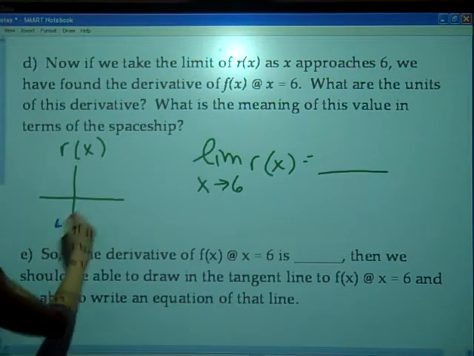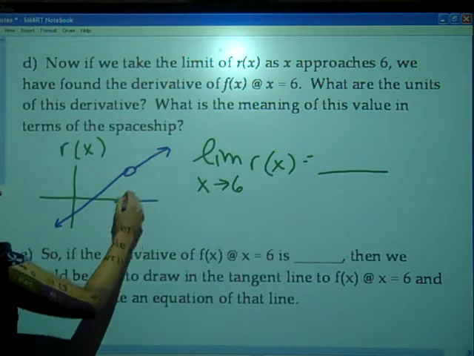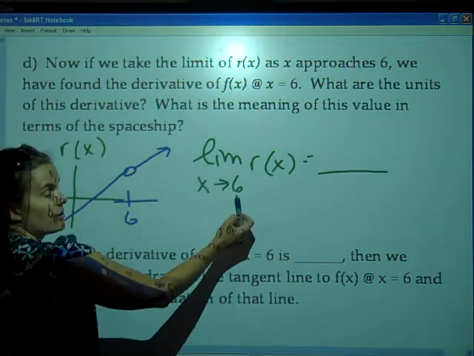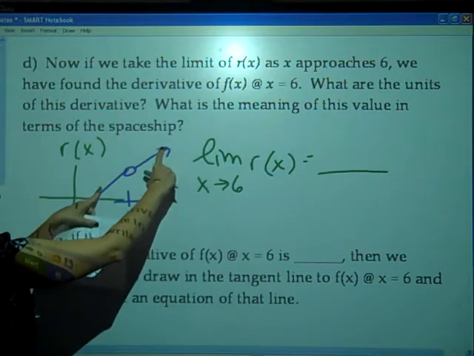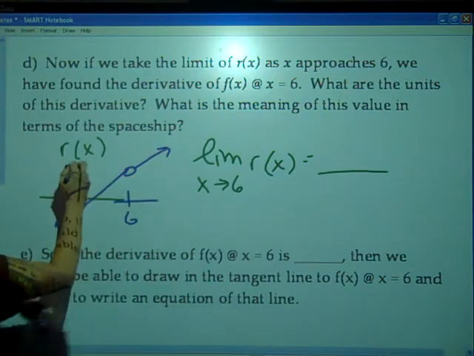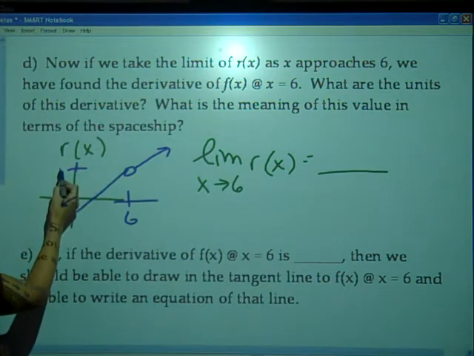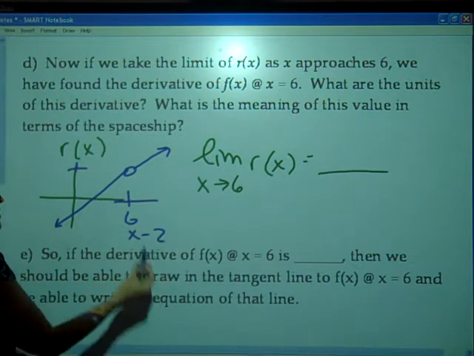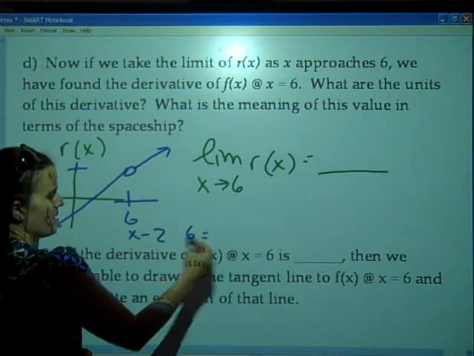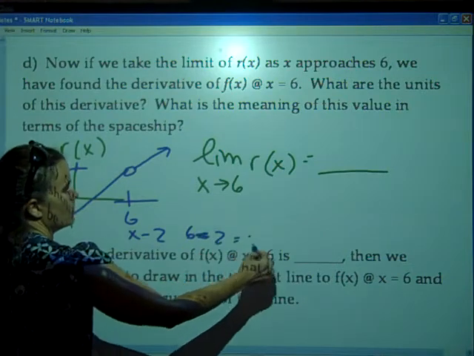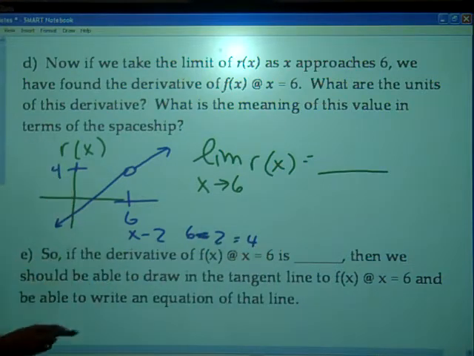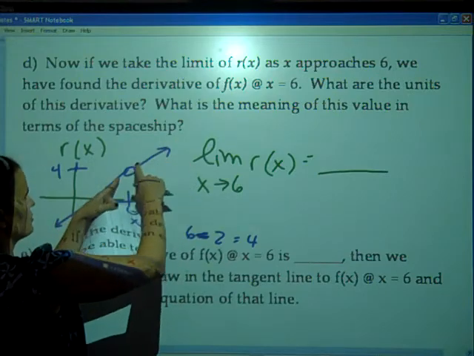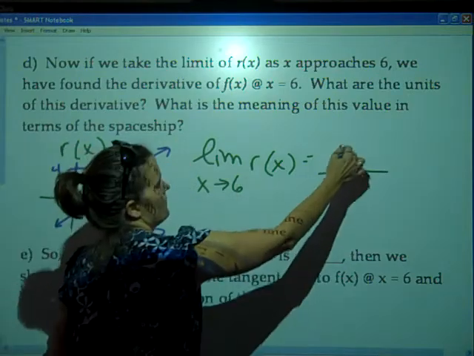Okay, so if we look back at this picture, and we want to know the limit of r of x as we get closer and closer to 6, we get our fingers out. What are we getting closer and closer to? We're getting closer and closer to the output that would have been sitting there. Okay, remember that r of x reduced down to x minus 2. So if I plug 6 in, 6 minus 2 should have given us 4. So I know that the value that I'm getting closer and closer to is indeed 4.